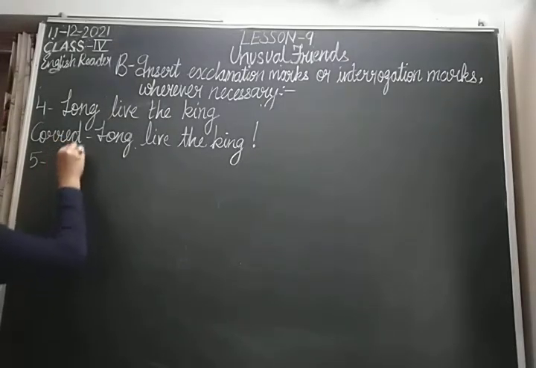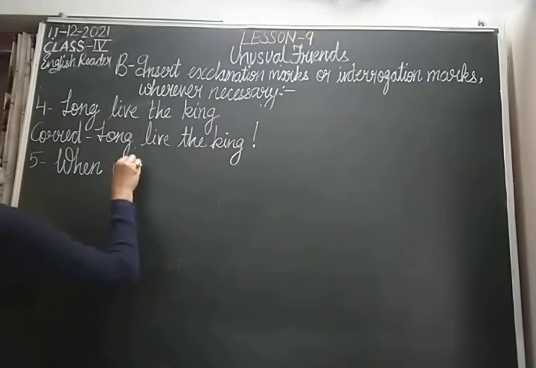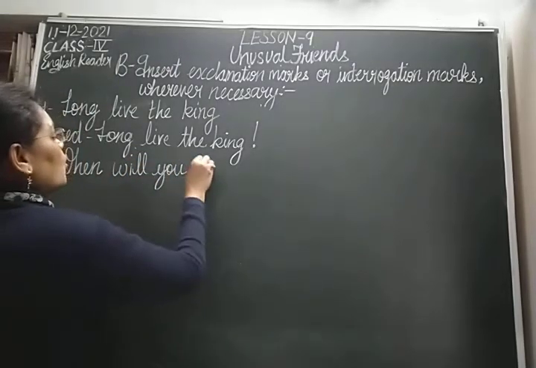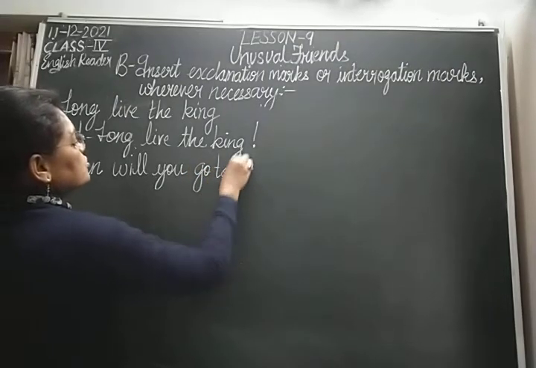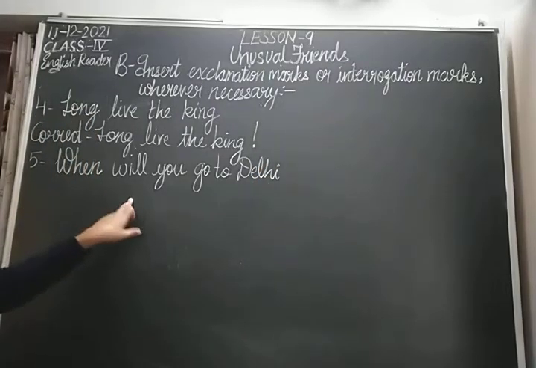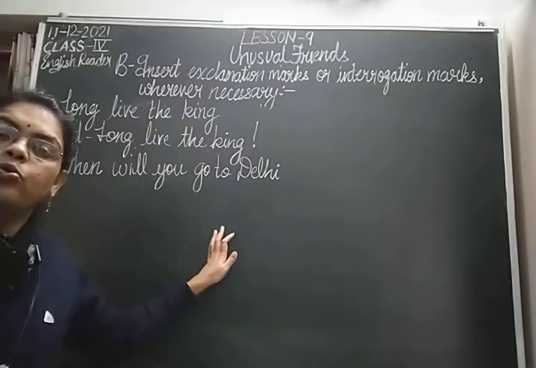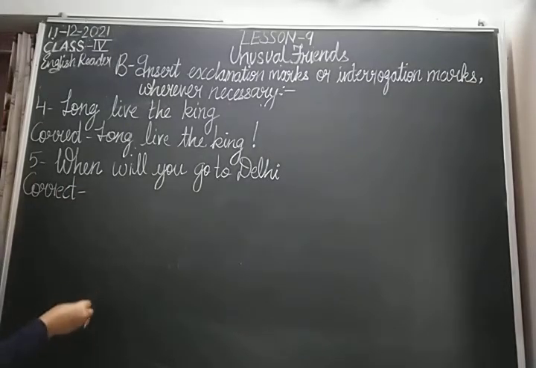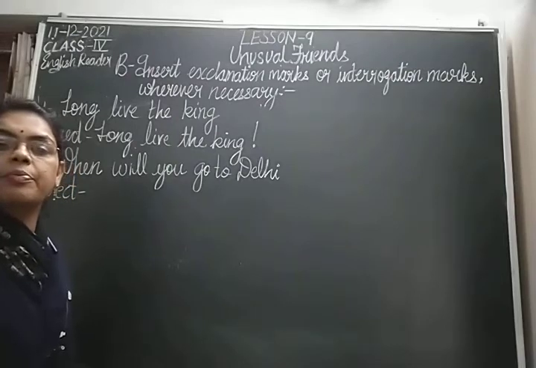When will you go to Delhi? Now, this is a question. This is an interrogative sentence. When will you go to Delhi? So, what do we need to do? At the end of this sentence, we need to put a question mark. Questions are known as interrogative sentences, and we always end a question with a question mark or an interrogative mark. Question mark को हम interrogative mark भी बोलते हैं.